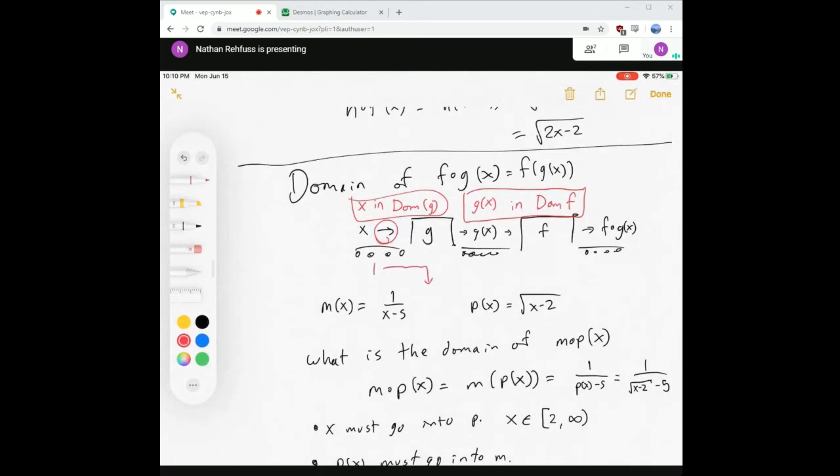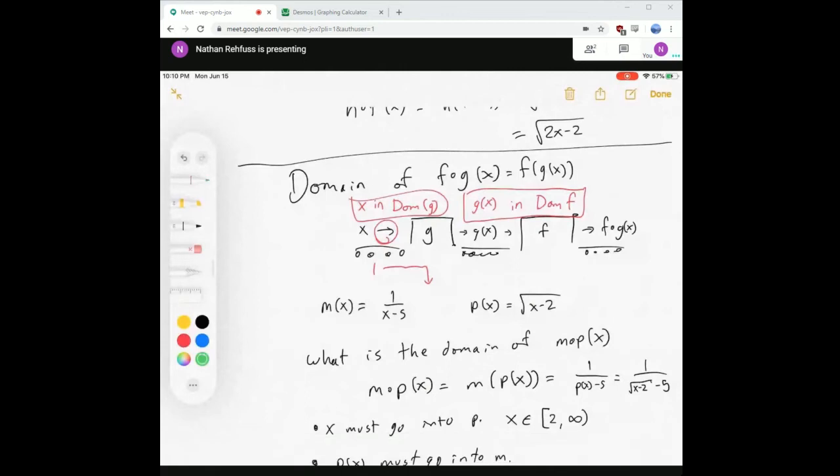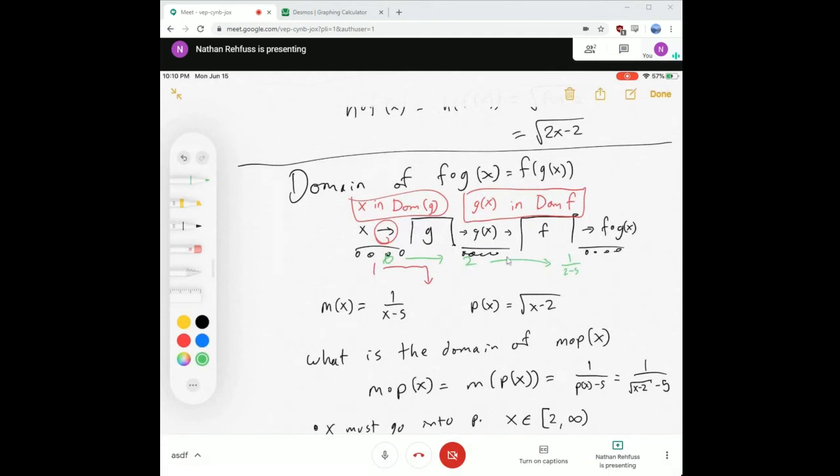If I plug in 6, though, the square root of 6 minus 2, 6 goes straight in. The square root of 6 minus 2 is 2. So if I put a 6 in here, that's going to turn into a 2, and then f of 2 is 1 over 2 minus 5, that's -1/3. So 6 goes all the way through. First it turns into 2, and then it turns into -1/3.